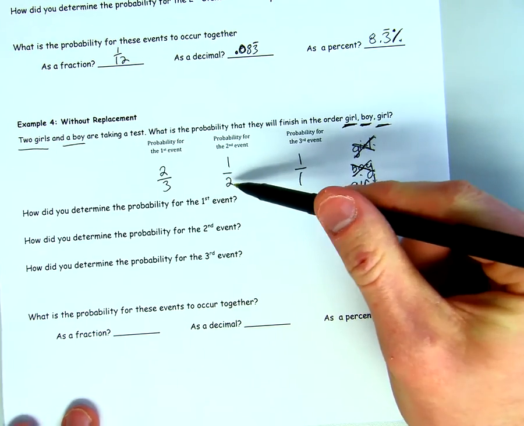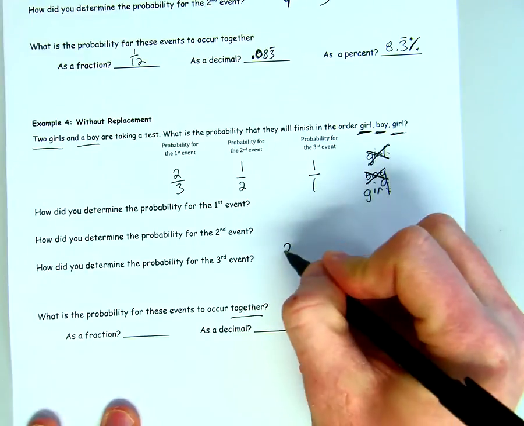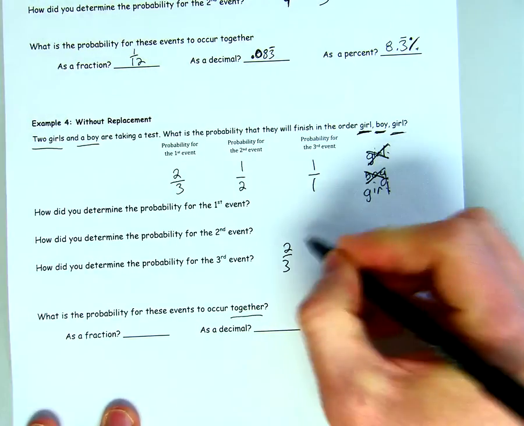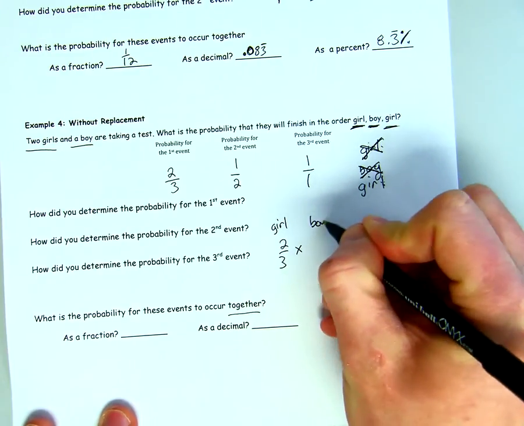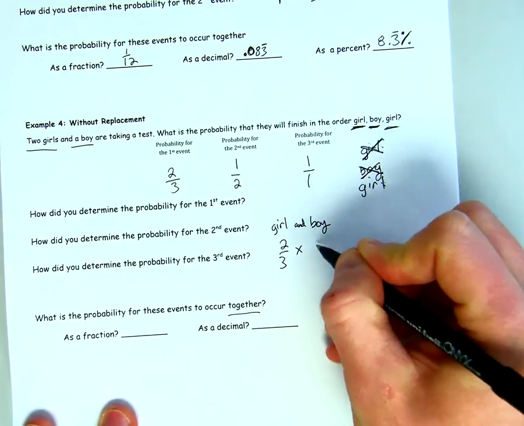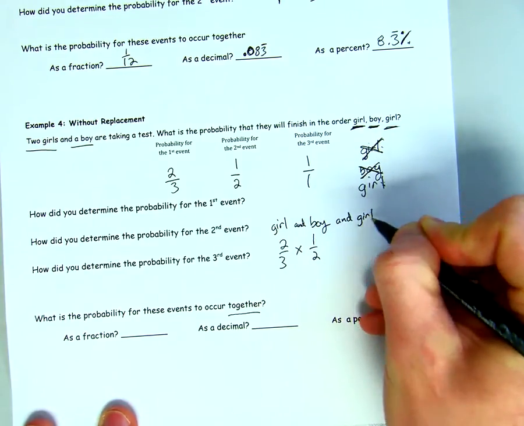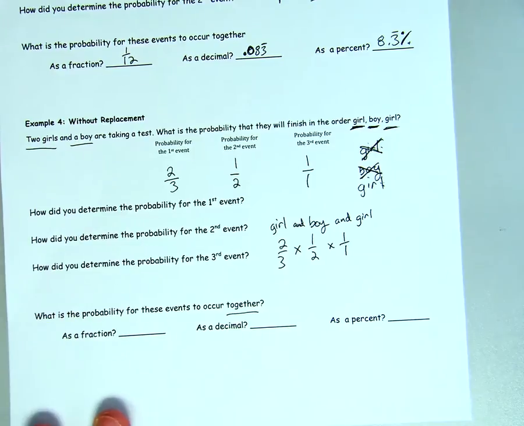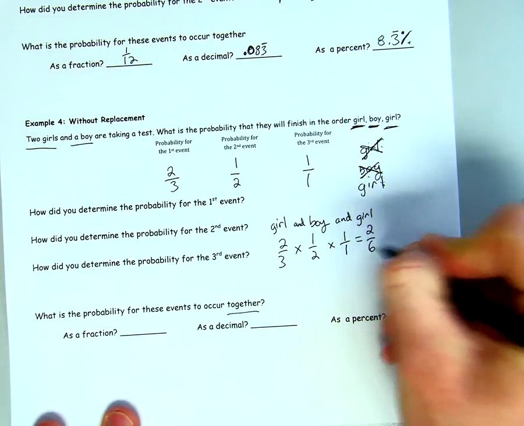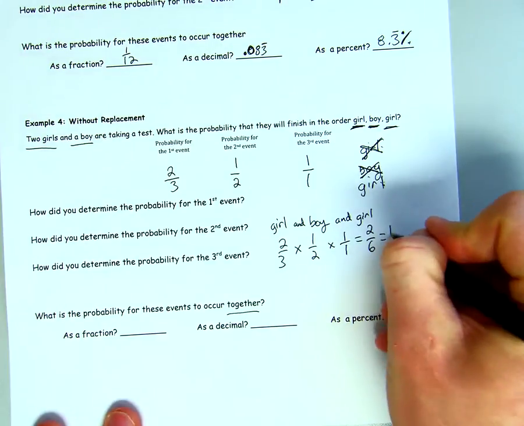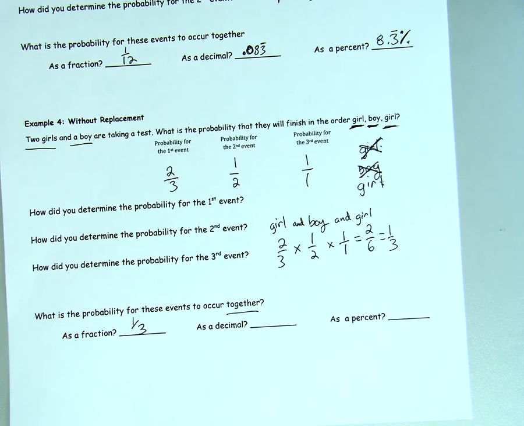And if I think about how it is for all of these events to occur together, which is what my question is asking me again, the first event is 2/3, which is my girl, and the second event has to occur, which is my boy, which is 1/2, and my third event is the last girl. There's only one girl left out of one student, so 1 out of 1. I'm going to multiply those all together, and I get an answer of 2 out of 6, which simplifies to 1/3. So my fraction would be 1/3.